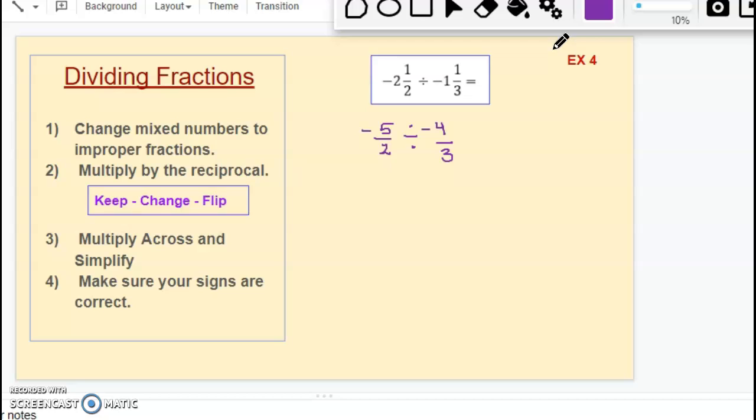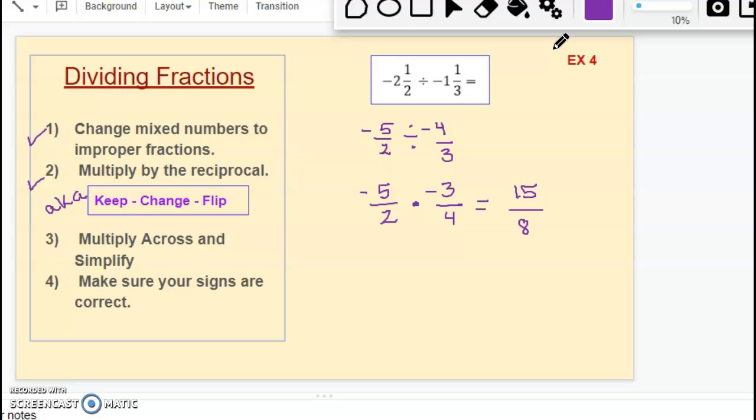Okay, so I changed my mixed numbers to improper fractions. Now we have to multiply by the reciprocal, or I'm going to put AKA, also known as, keep, change, flip. So let's keep, change, flip. I'm going to leave that negative with the numerator so we'll see it more easily. All right, let's multiply across. Negative 5 times negative 3 is positive 15. 2 times 4 is 8. And a negative times a negative is a positive.